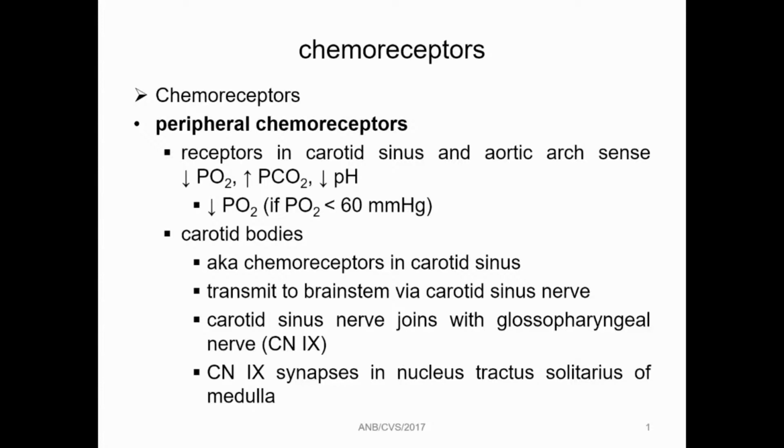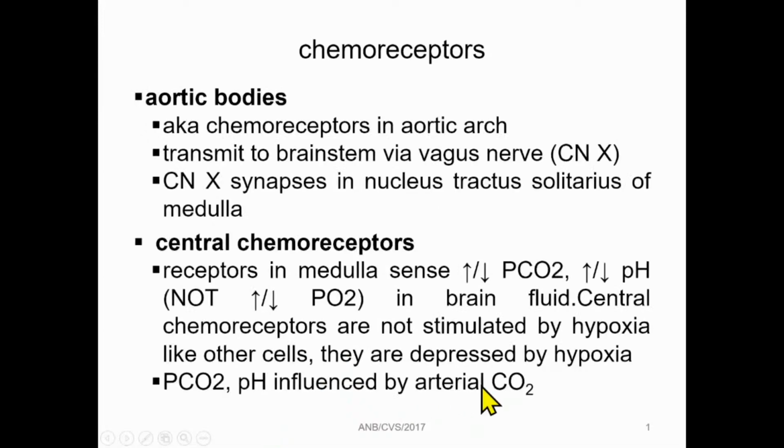Now the carotid body, also called the chemoreceptor, and the carotid sinus transmit impulses to the brain stem via the carotid sinus nerve. The carotid sinus nerve joins the glossopharyngeal nerve, that is the ninth nerve, and that synapses in the nucleus tractus solitarius of the medulla. Some of the fibers are also given to the respiratory center as well as the cardiovascular center.